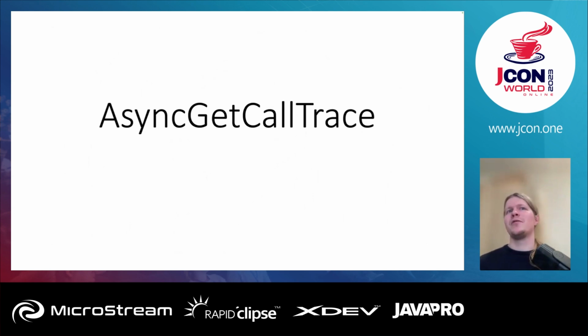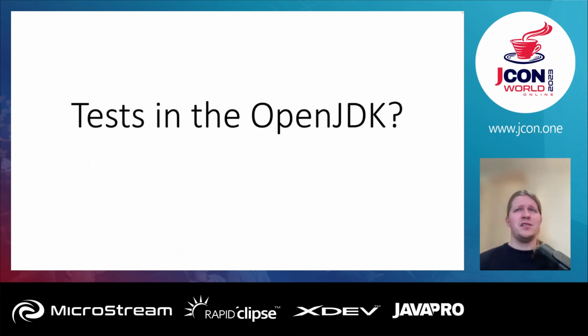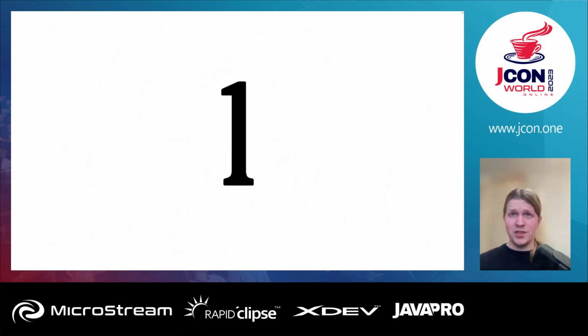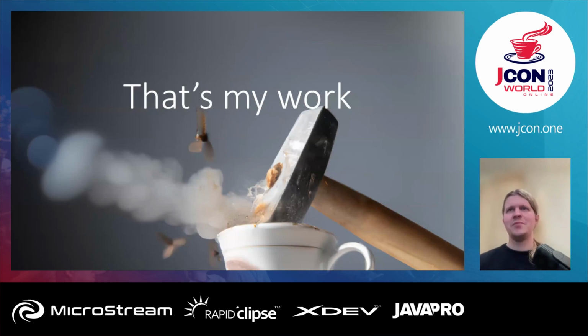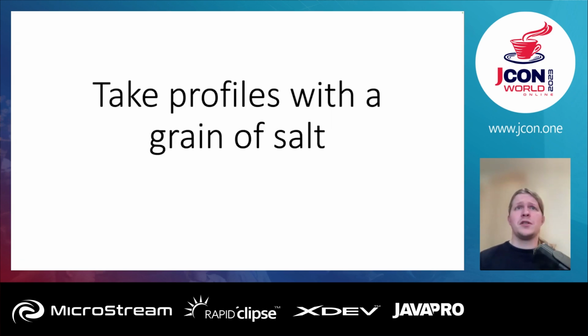One of the main problems is that we have AsyncGetCallTrace out there, and there aren't that many tests in the OpenJDK. There's currently only one single test in there, which isn't that great for an API that many people depend on for profiling. But that's my work: when I'm not giving a talk, I'm sitting at my Linux PC, creating a new profiling API and hoping to make the profiling world a bit better. So take profiles with a grain of salt. That's really important. Don't trust them blindly.